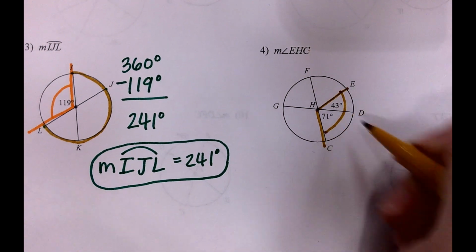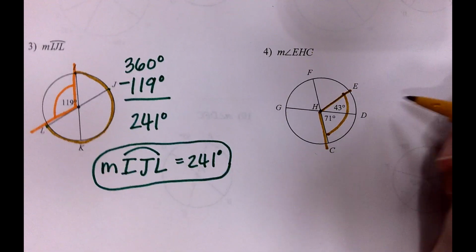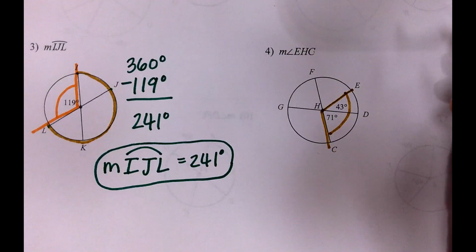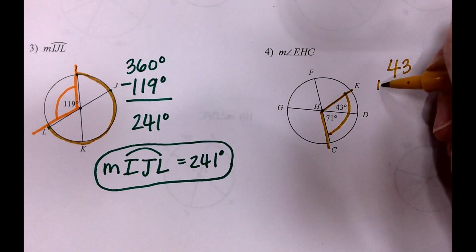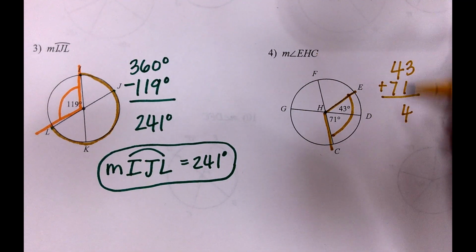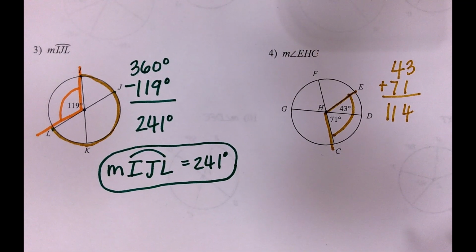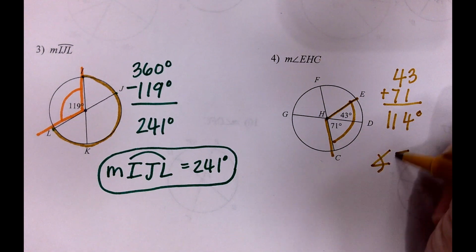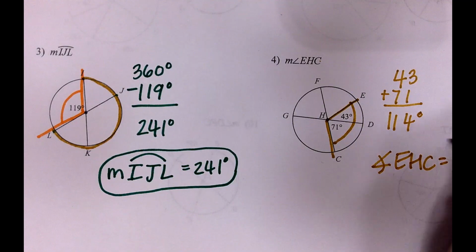I know that EHD is 43. I know that DHC is 71. Those 2 angles added together give me EHC. So let's see, 43 plus 71. I got 114. Does that sound right to you guys? Okay, wonderful. So angle EHC is 114 degrees.